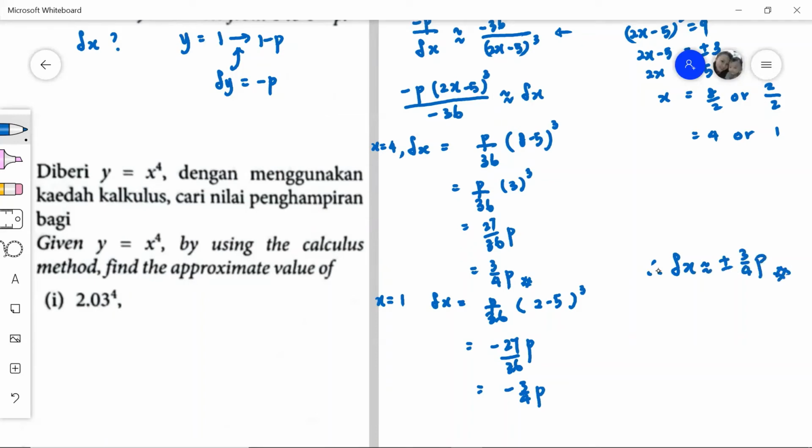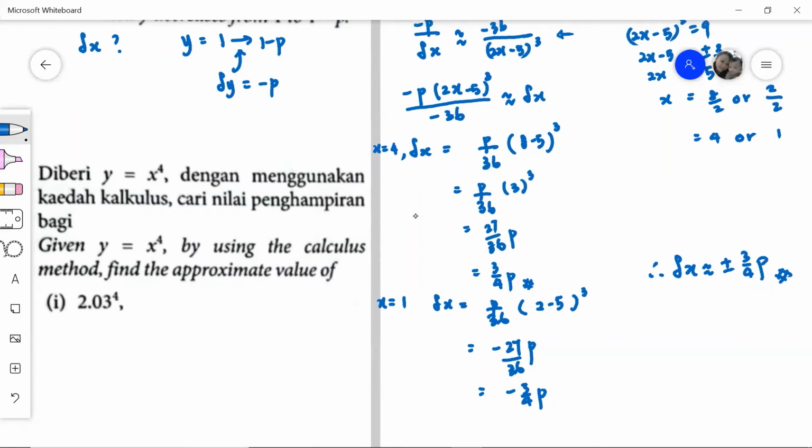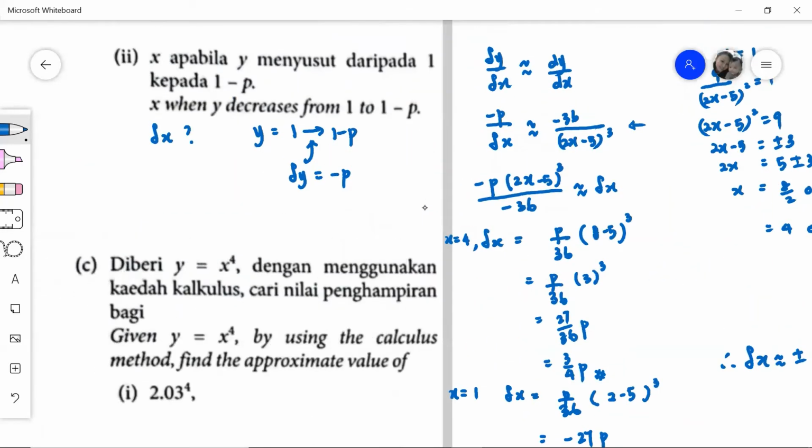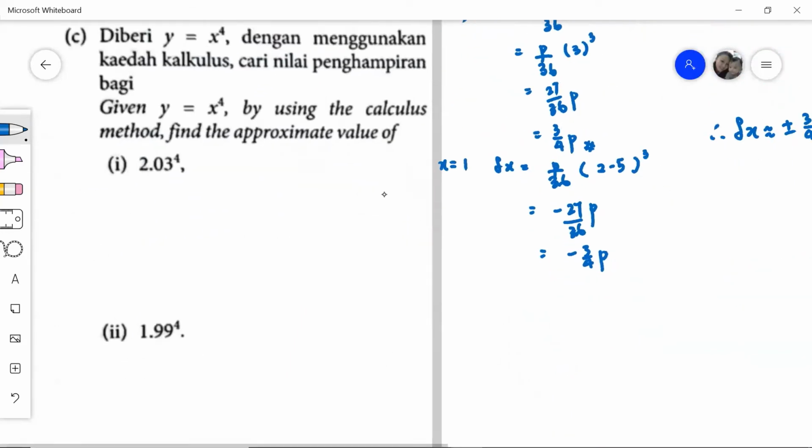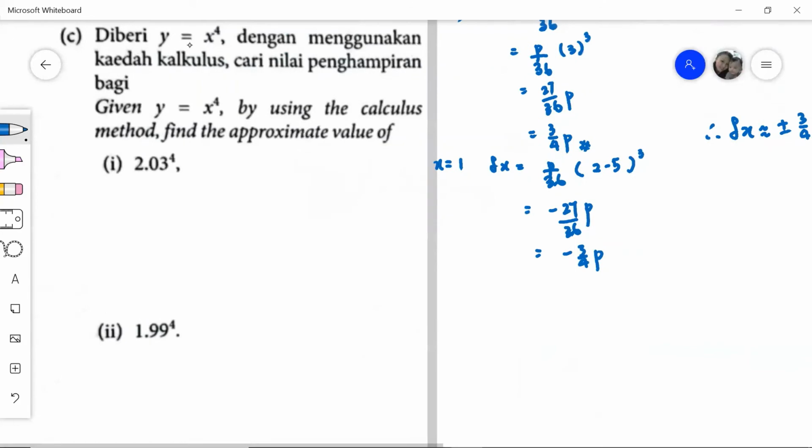That's it for question B, part 2. Now let us move on to C. For C, we are given y equals x to the power 4, and by using the calculus method, we have to find the approximate value of 2.03 to the power 4.